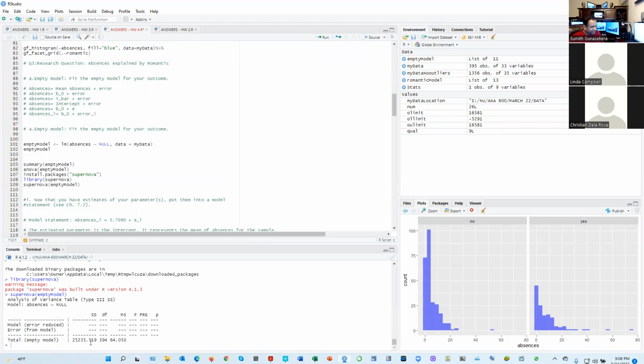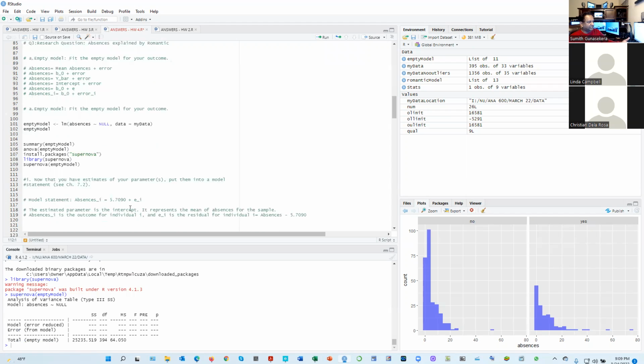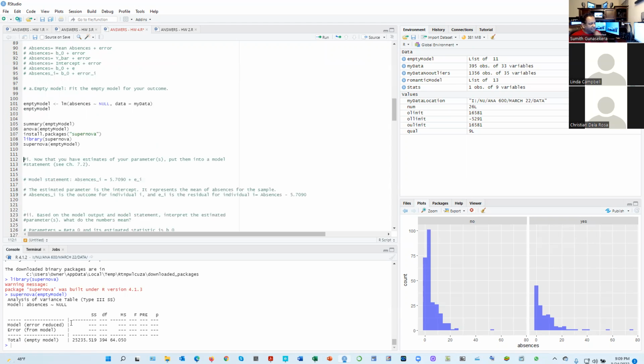This one, if you go to here, is the sum of squared error for the empty model, the unexplained, leftover error. This one is the same as the sum of squares total. If you go to another model, that's okay. When you go to the next model, with absences being explained by the romantic relationship, you still have the same number here. That's the total. The total is not going to change, but you can split that and decompose it into two parts.